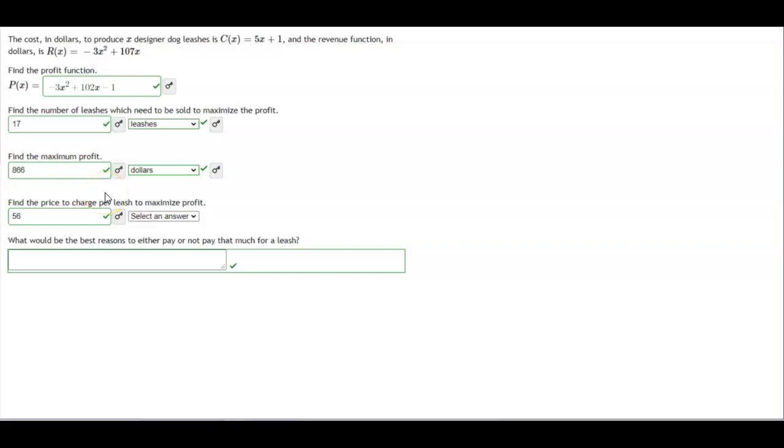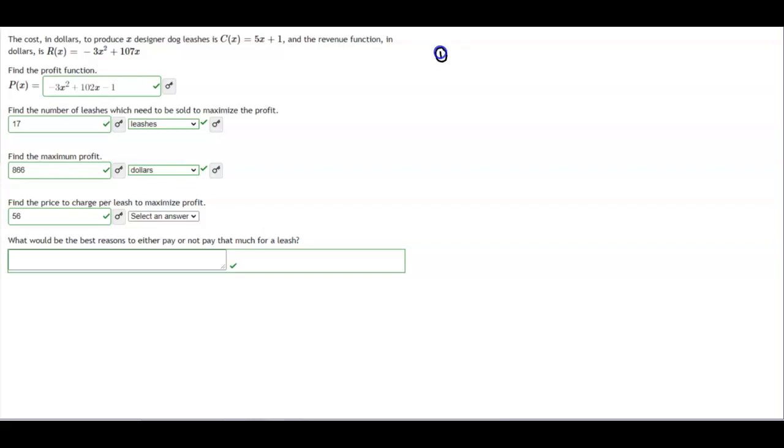The cost in dollars to produce x designer dog leashes is C of x, which is equal to 5x plus 1. And the revenue function in dollars is R of x, which is equal to negative 3x squared plus 107x. We want to find the profit function.